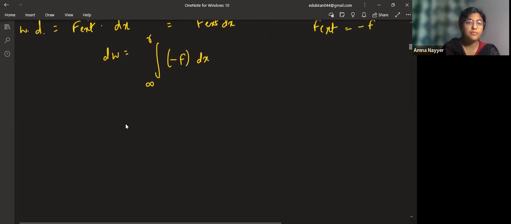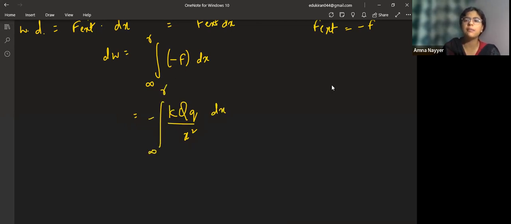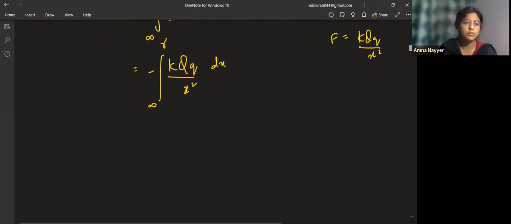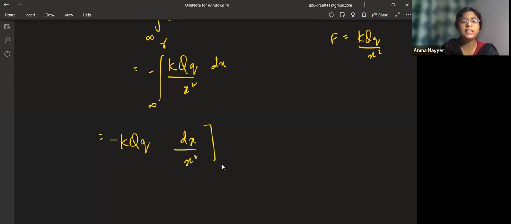And what is the magnitude of force? We have calculated it from Coulomb's law. It is minus K capital Q small q by x squared dx, integrated from infinity to R. I have just kept the value of force as K capital Q small q by x squared. This is what we had seen. Now we just have to substitute it. That's why we had just revised integration also. Now you will be able to solve it. See, all the terms are constant: minus K capital Q small q are constants. What is left? dx over x squared, which we have to integrate from infinity to R.